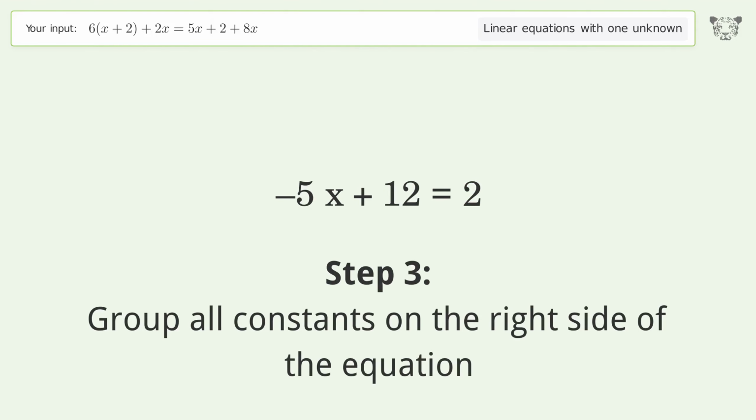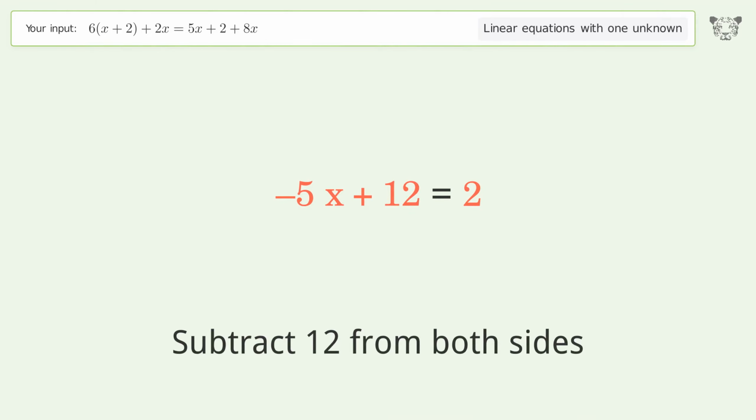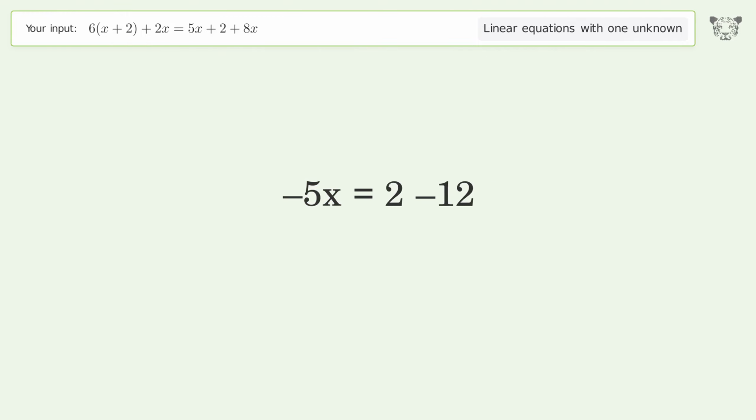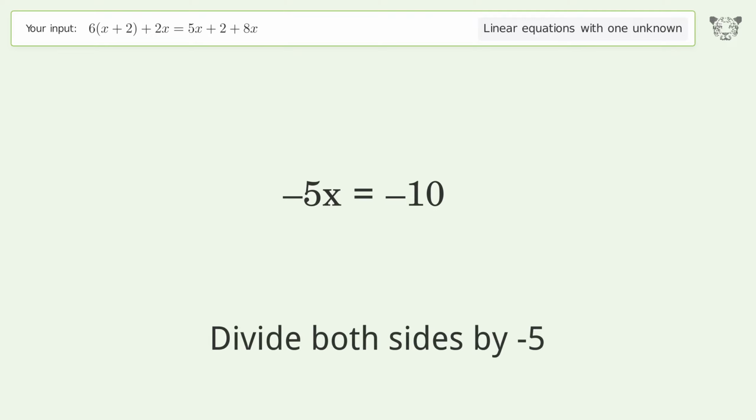Group all constants on the right side of the equation. Subtract 12 from both sides. Simplify the arithmetic. Isolate the x. Divide both sides by -5.